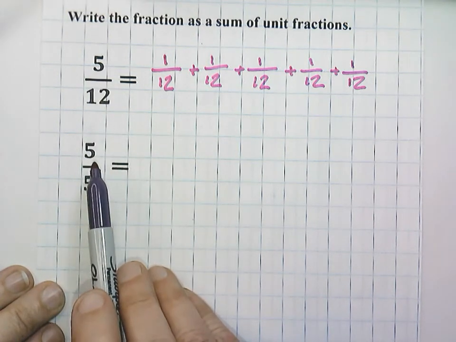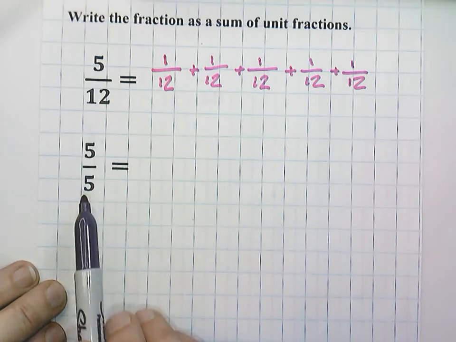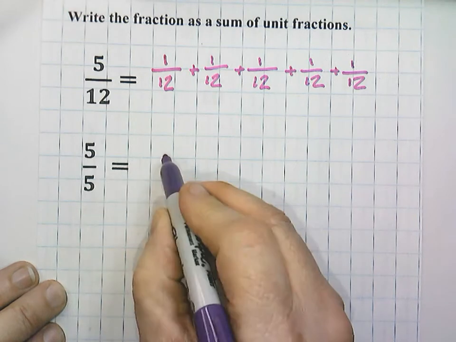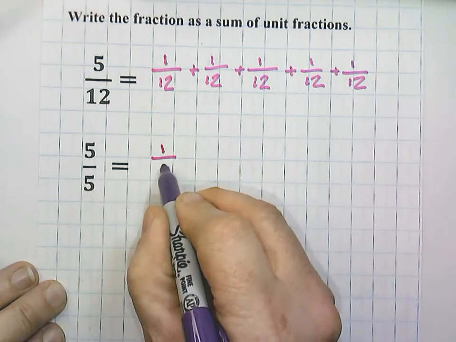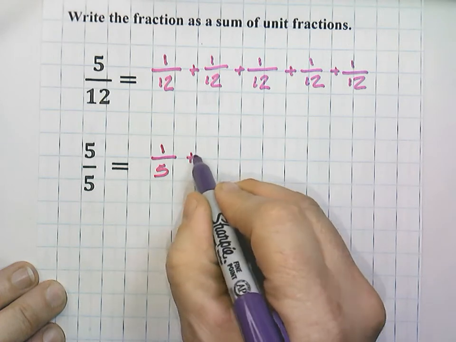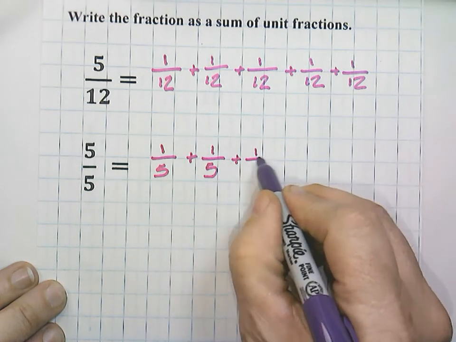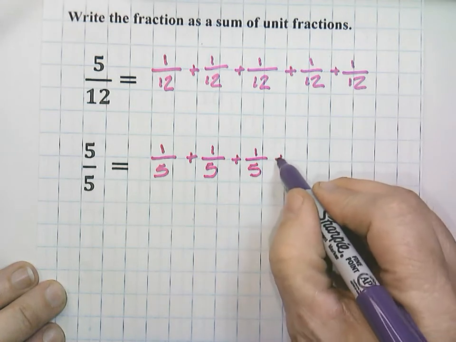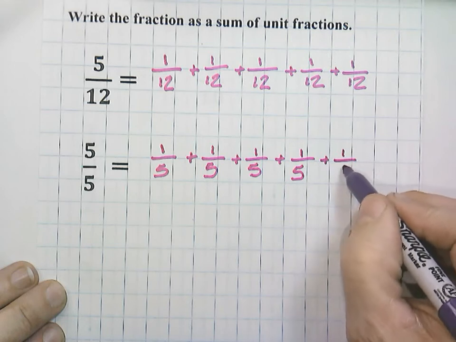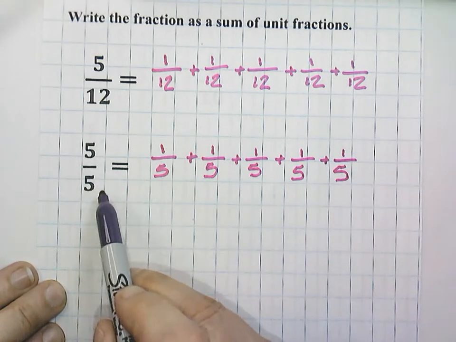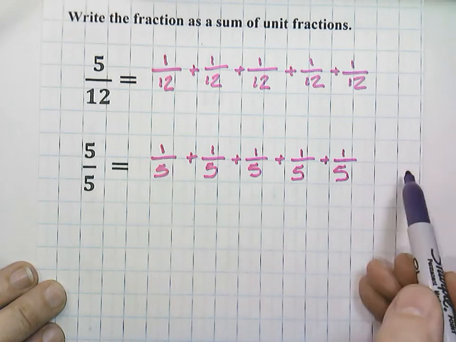Here we have a whole fraction, but we can also write this as a sum of unit fractions. Remember, a unit fraction must have 1, and that's going to be fifths. 1/5 plus 1/5 plus 1/5, and finally plus 1/5. So 5/5 would be equal to the unit fraction 1/5 written 5 times.